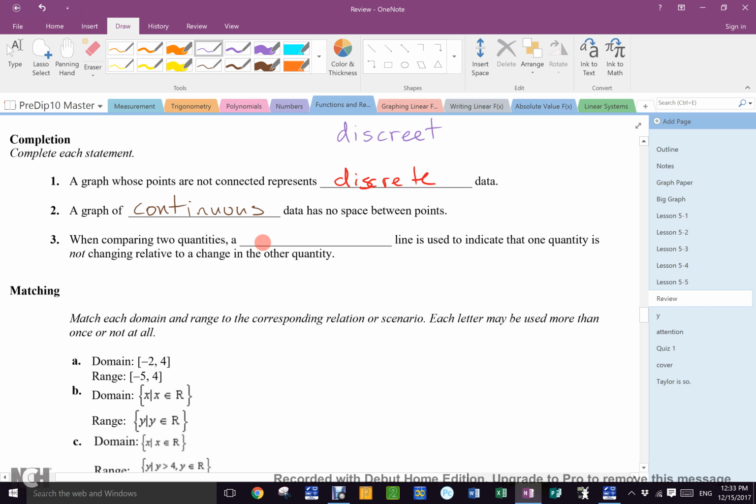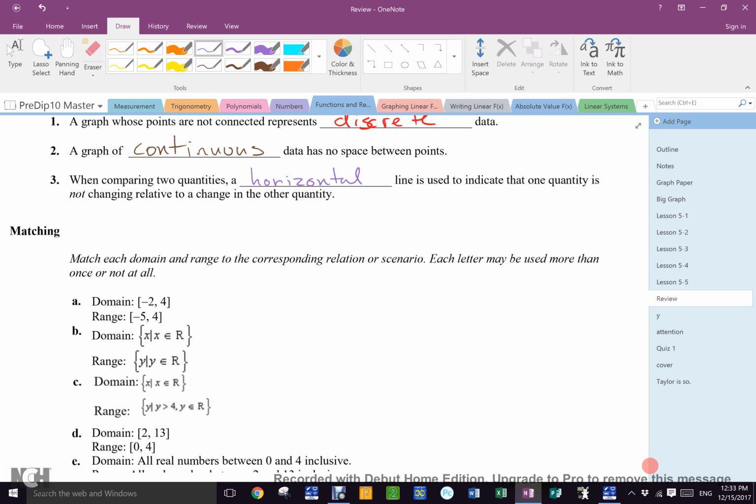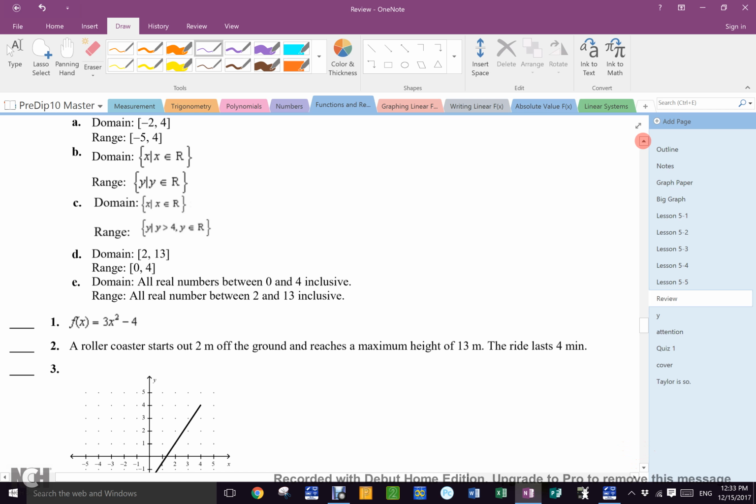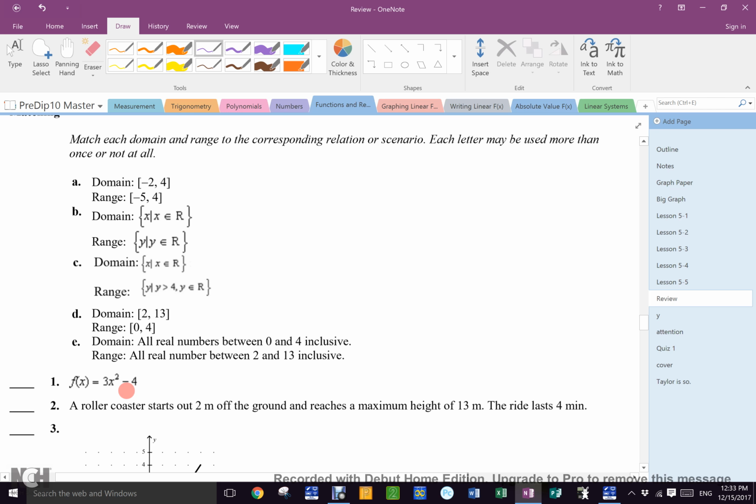When comparing two quantities, what kind of line is used to indicate one quantity is not changing? A horizontal line. You guys need to be keeping track because I've lost count. Sure, whatever you say. Number one, what is the domain and range?